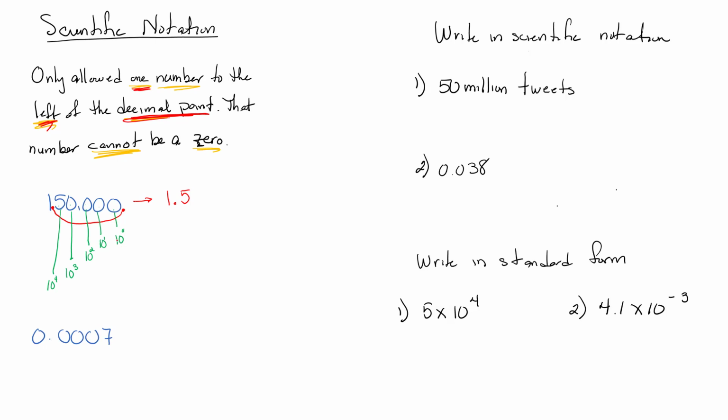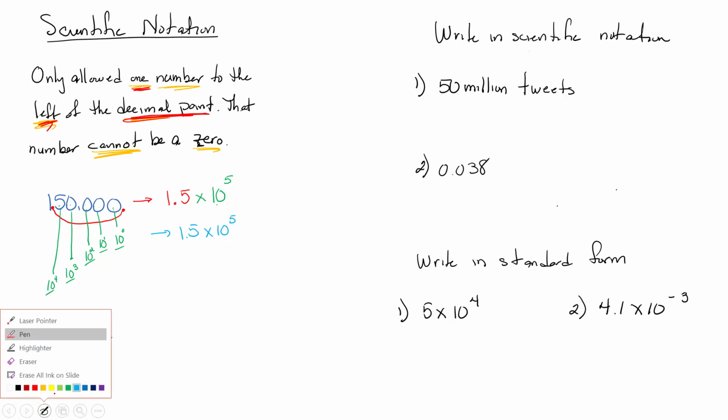So I skipped 1, 2, 3, 4, 5 places, and each place is a value of 10, which means to get 150,000 into a shorthand notation, a reduced notation, I am going to take this 1.5 and I'm going to multiply it by 5 places of 10, because I skipped 5 places of 10, which means my final answer will be 1.5 times 10 to the power of 5. How are we doing? Does that make sense? Cool. All right, let's look at this other one.